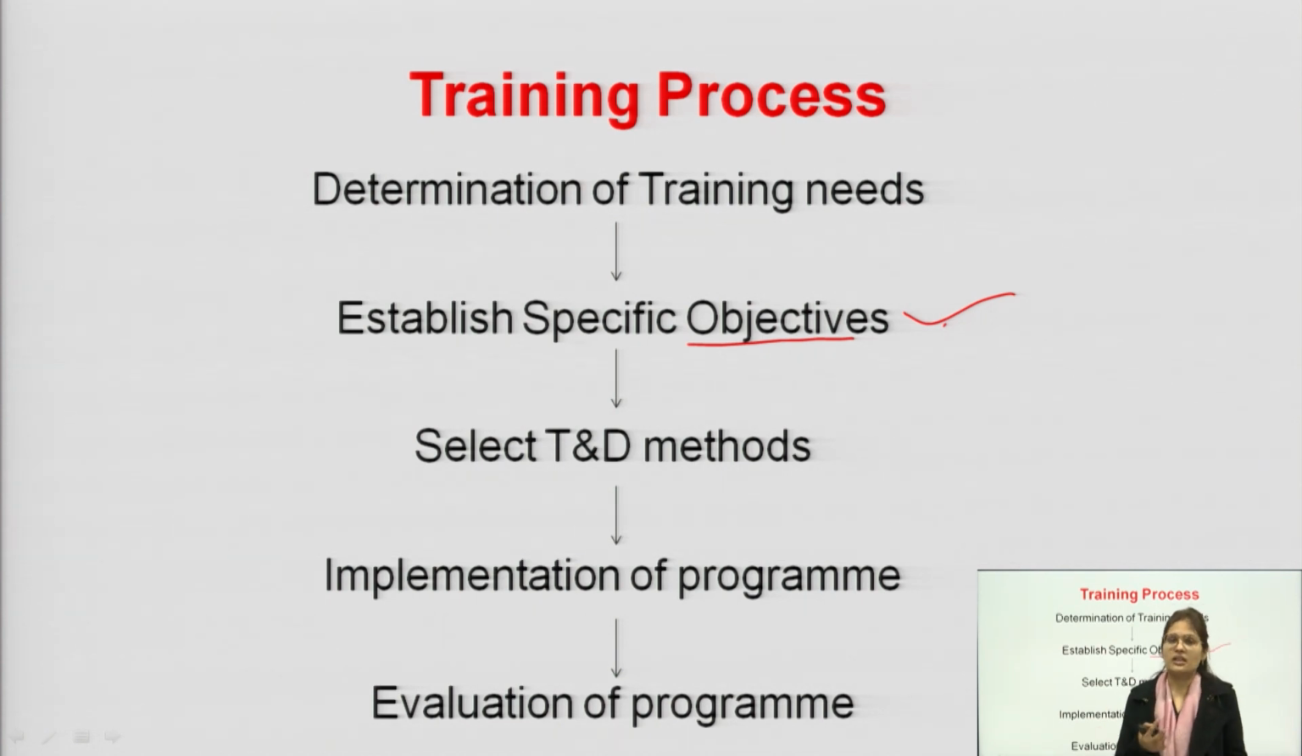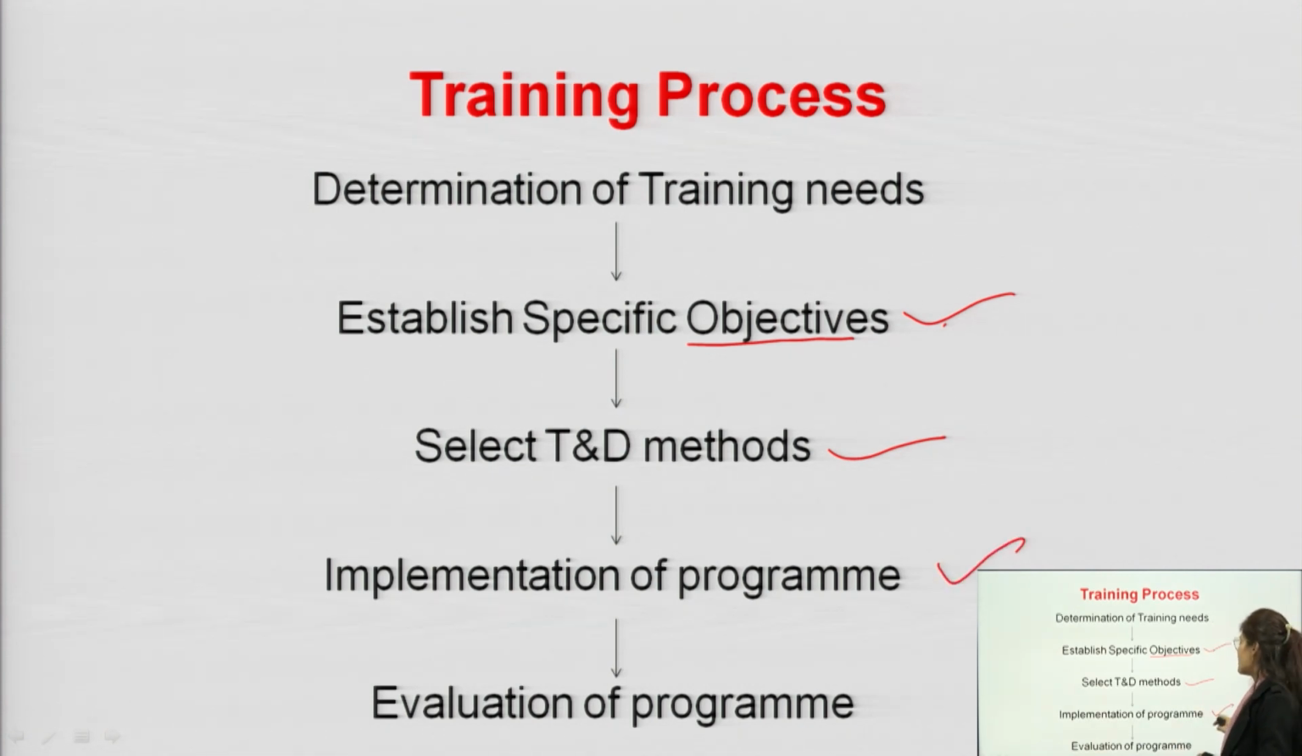So here they select whether they should go for on-the-job training or off-the-job training. In this particular step, they basically select the method through which they will imbibe the skills or abilities in the particular employee. Next, after selecting the method that is suitable according to the lacking areas of the particular employee, they start implementing the program by organizing the training.